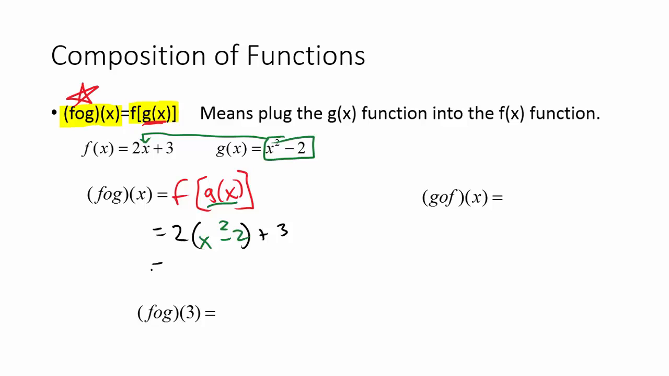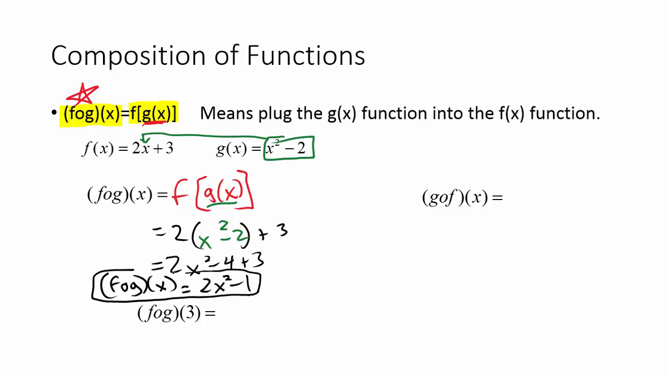So we get 2x squared minus 4 plus 3, and then finally that'll give us that f of g of x is equal to 2x squared minus 1, and that would be the answer to that first piece of the problem here. So f of g of x would be equal to 2x squared minus 1.